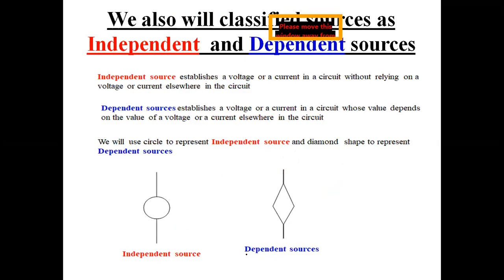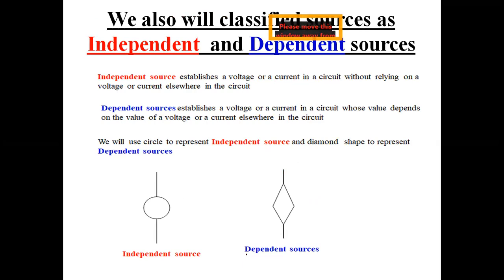Next, we can further classify the voltage sources and current sources into two categories: independent sources and dependent sources. Both independent and dependent sources are classified into voltage sources or current sources. Independent sources establish a voltage or current in a circuit without relying on a voltage or current elsewhere in the circuit. On the other hand, dependent sources establish a voltage or current in a circuit whose value depends on the voltage or current elsewhere in the circuit.